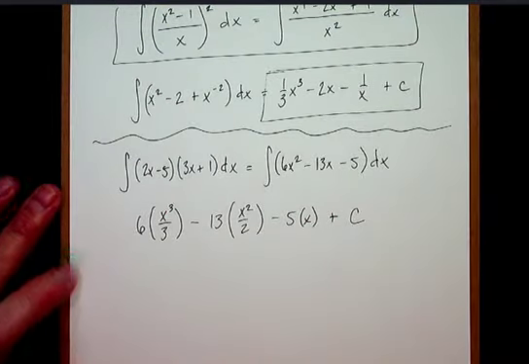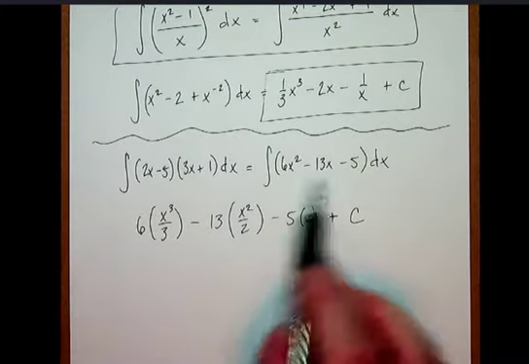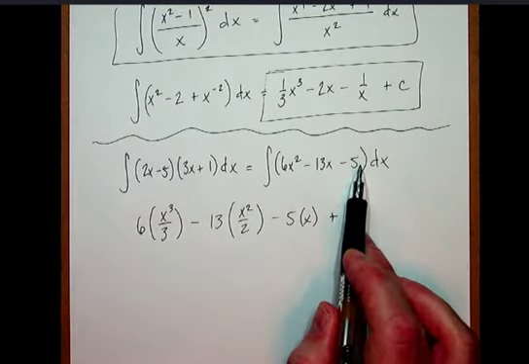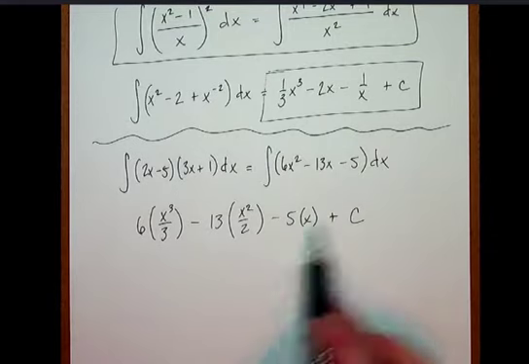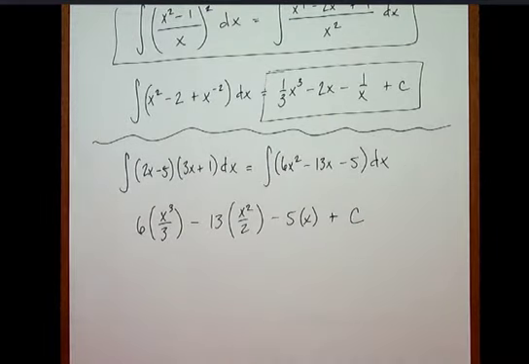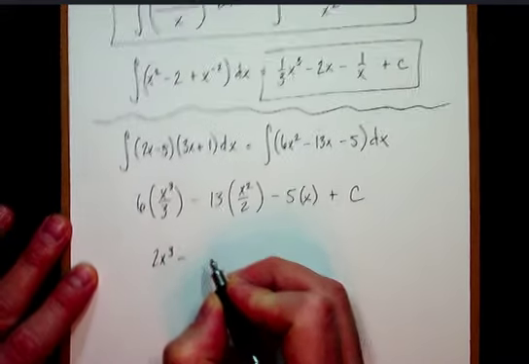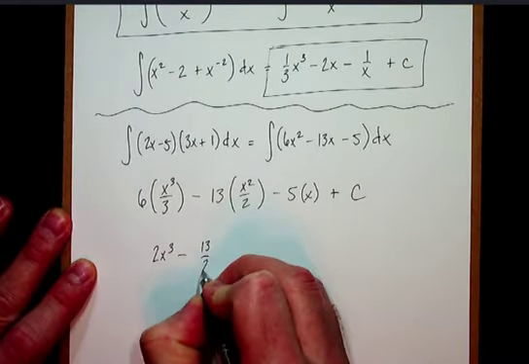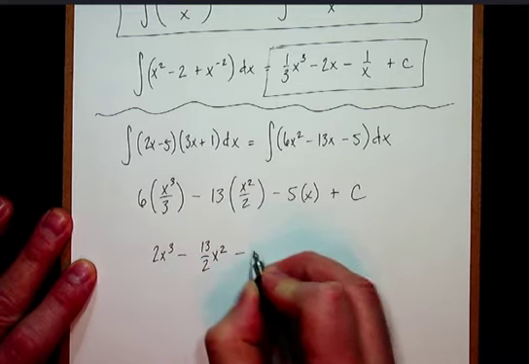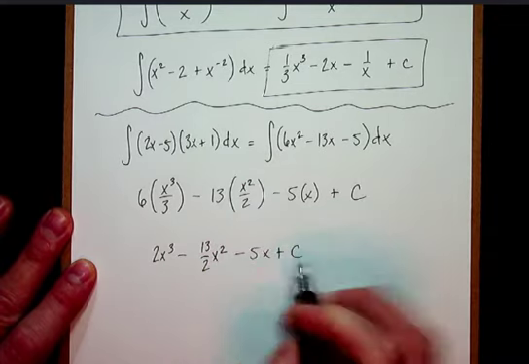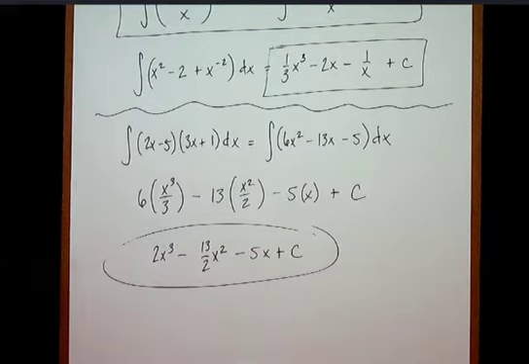Okay. X becomes x squared over 2. Basically, no variable becomes x. And then, of course, you have the plus c. This winds up being 2x cubed minus 13 halves x squared minus 5x plus c. And that right there is your integral.